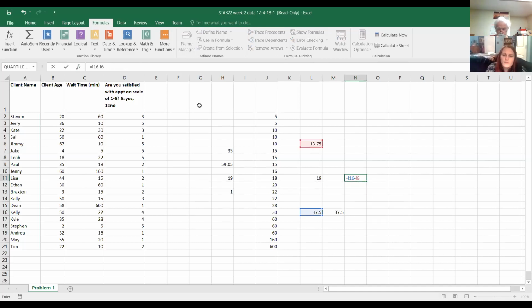6. And we get 23.75. Okay, so that's our interquartile range. So when we're doing our test for outliers, we'd multiply this by 1.5.